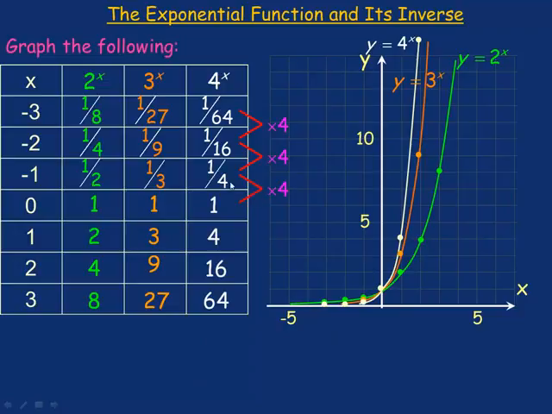And that's the same all the way along here. Quarter times 4 would be 1. 1 times 4 is 4. 4 times 4 would be 16. 16 times 4 gives you 64.